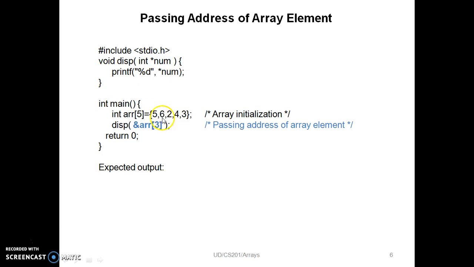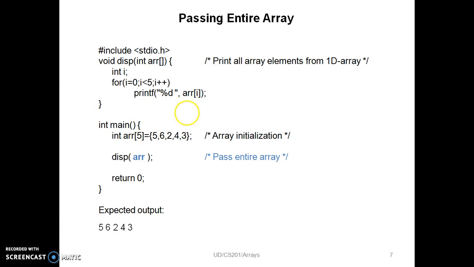In any case, the address has been supplied, and from that address it will be picking up the value. What was the value at that particular address? It was 4. So in the same address, it pulls up the original value, and that's how it is able to print 4. So that was the expected output.